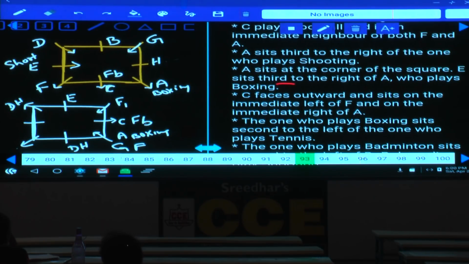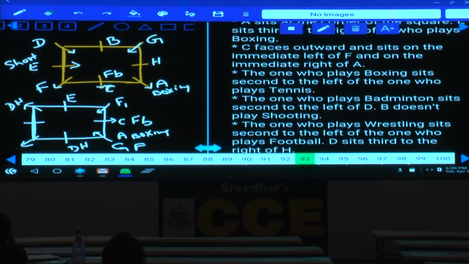As E is towards the center, then C faces outside. Now C faces outside and sits on the immediate left of F. C is on the immediate left of F. A who plays boxing, and C faces outside and sits on the immediate left of F and on the immediate right of A. The one who plays boxing sits second to the left of the one who plays tennis. Boxing is seated second to the left of tennis. Tennis can be here or tennis can be here, isn't it? And boxing sits second to the left of the one who plays tennis. Since it is second to the left of the one who plays tennis, in both the cases it is valid. And the one who plays badminton sits second to the left of D.